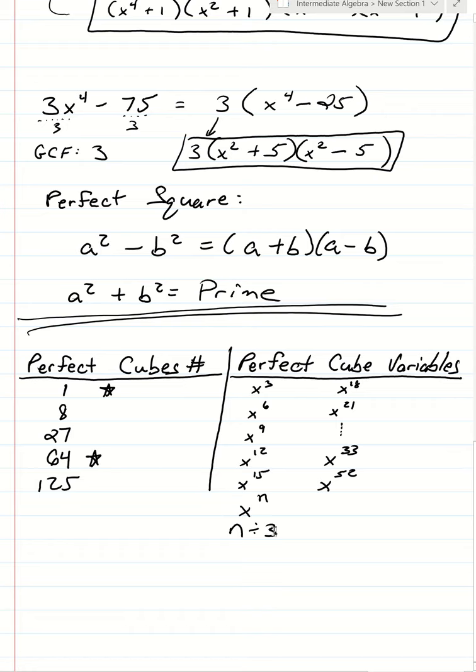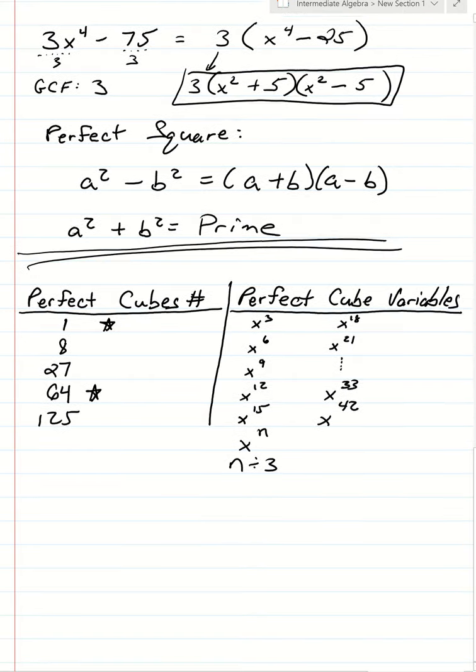Actually, x to the 52nd, that's not correct. I was thinking 42nd. My apologies. X to the 42nd is not only a perfect cube, but it is also a perfect square, because 42 is divisible by 3. All right.